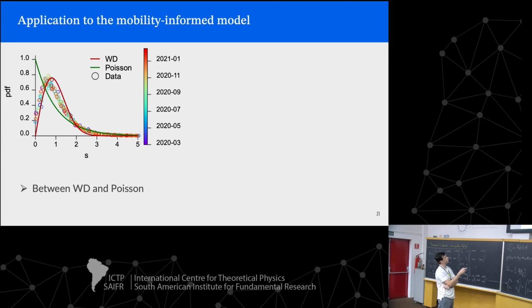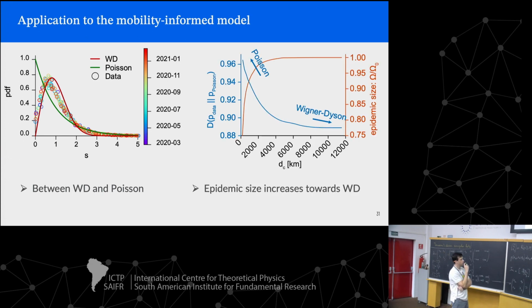So initially, it's closer to the Gaussian ensemble statistics, and then when you go to larger gaps, it somehow merges onto the Poisson statistics. Okay, fine. What can we do with it?